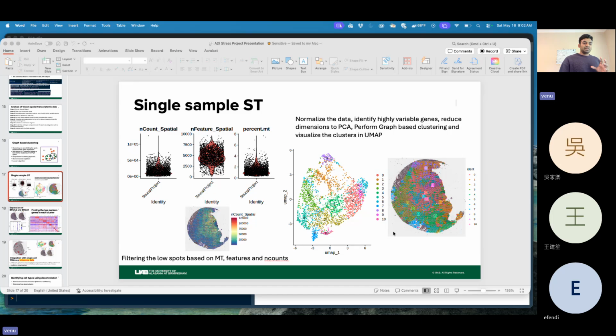That is part of integration. Then we will have two UMAPs. This is a general UMAP, after we perform PCA and graph-based clustering. This is another UMAP. Each spot from here goes to here. Then again, for each spot we have the proportion of cells.